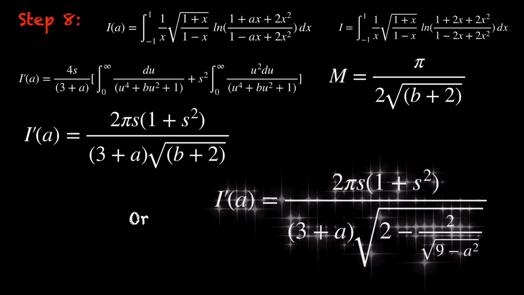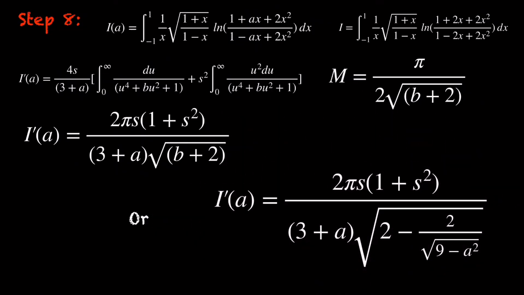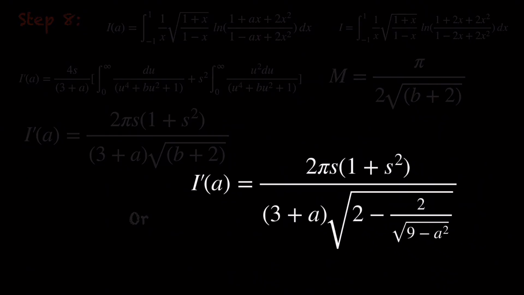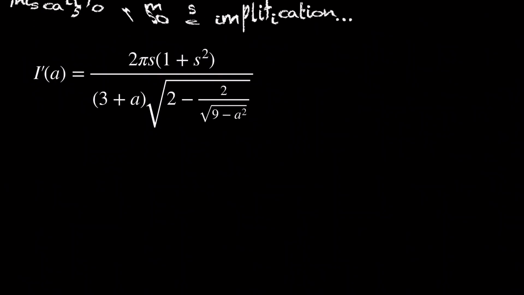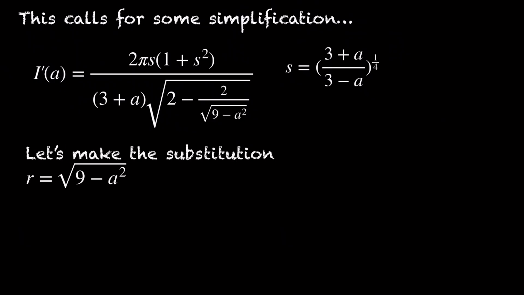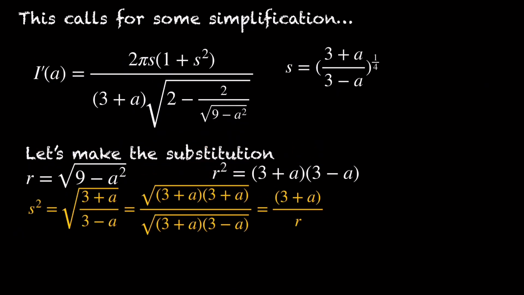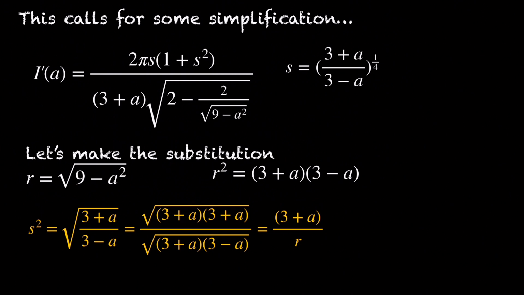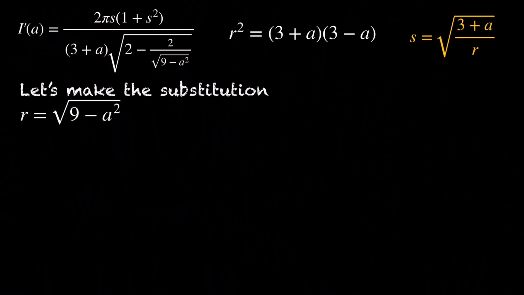We can also rewrite this integral in the following way, which at first glance does look a little bit more complicated. So it calls for a little simplification. Recall that s is equal to this quantity, and let's make the substitution that r is equal to the square root of 9 minus a squared. Then r squared is equal to this factorization, 3 plus a times 3 minus a, and s squared can be written as follows. And then s can be written in a simpler way as the root of 3 plus a over r.